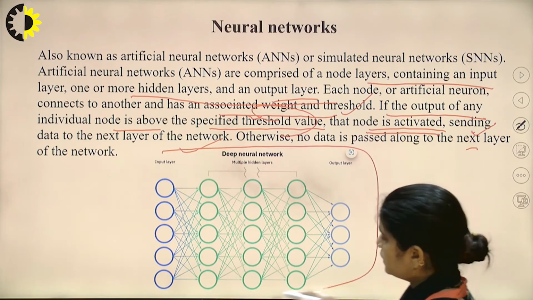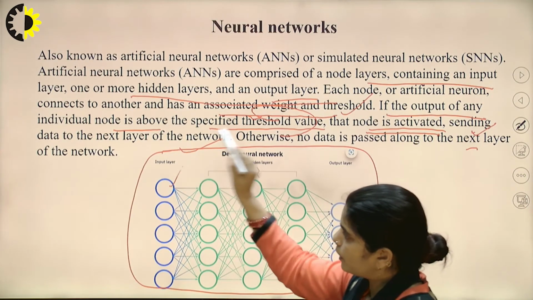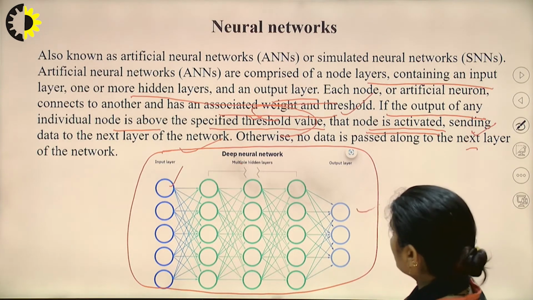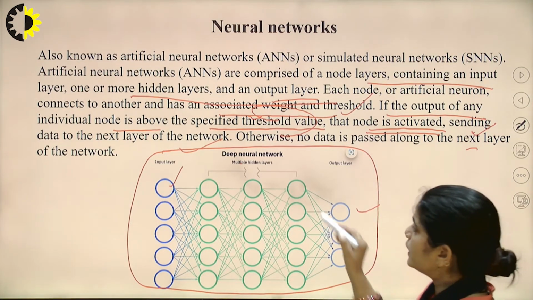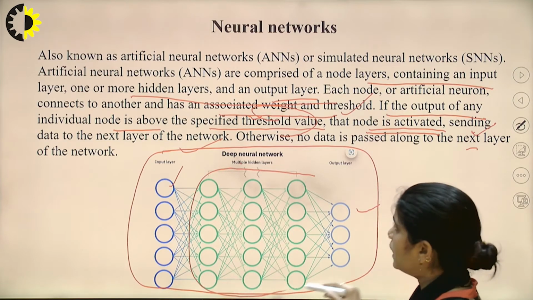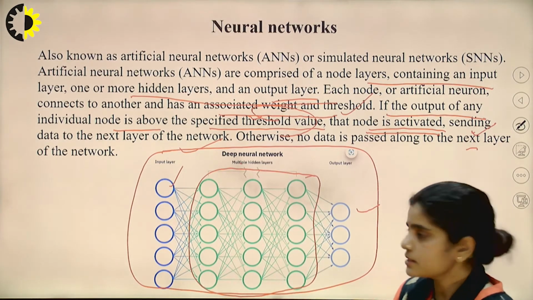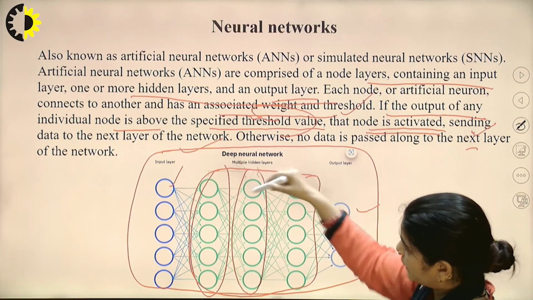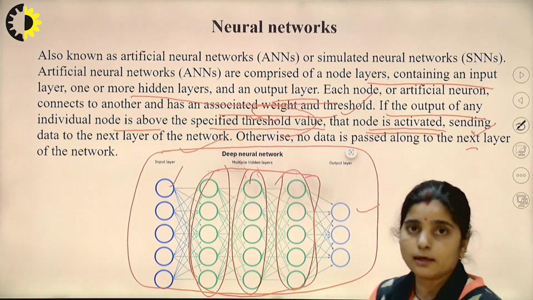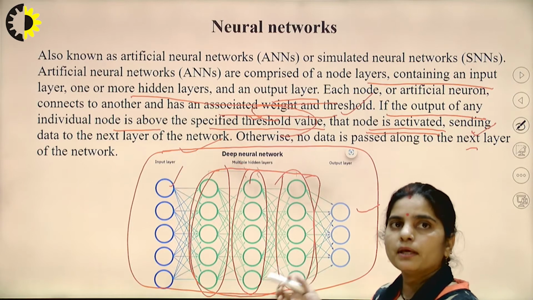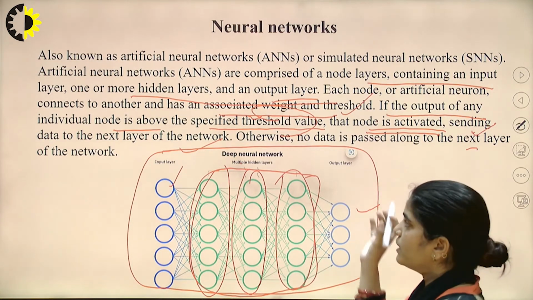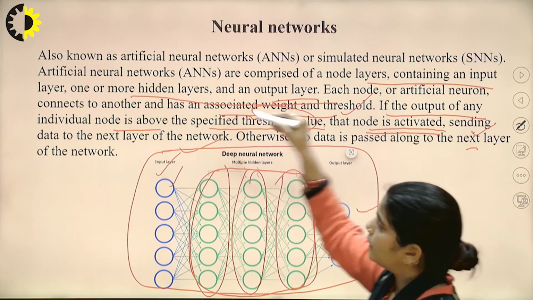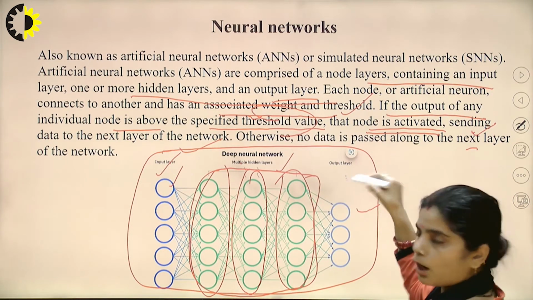In this diagram, the blue nodes represent the input layer. The light blue nodes represent the output layer, and the green nodes represent the multiple hidden layers. This one is the first hidden layer, this one is the second hidden layer, and this one is the third hidden layer. So, in this diagram there are multiple hidden layers. We can say that a neural network can be a combination of an input layer, multiple hidden layers, and an output layer.